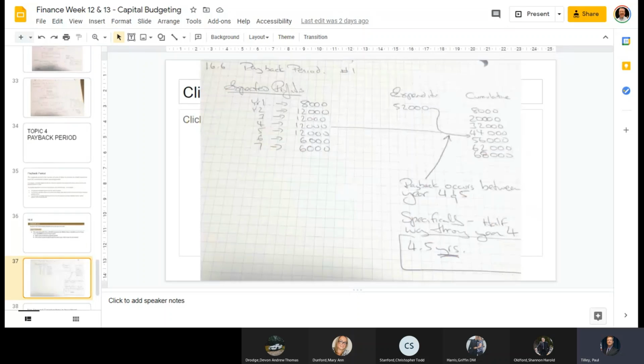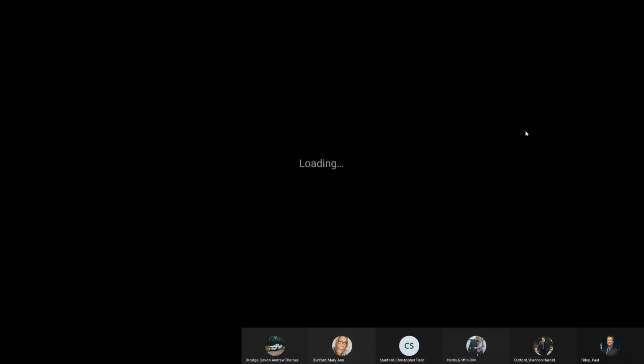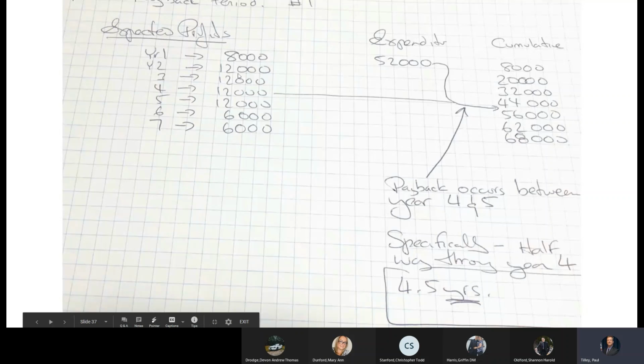So you can see here I have written it down because my memory doesn't stretch as far as I would like for this stuff. On the left, I've indicated $8,000, $12,000, $12,000, $12,000, and so on, and I put the cumulative over here on the right. So $8,000 plus another 12 is 20, plus another 12 is 32, plus another 12 is 44, plus another 12 is 56, plus another 6 is 62, and plus another 6 is 68. So you can see the total cumulative value that's coming out of that.